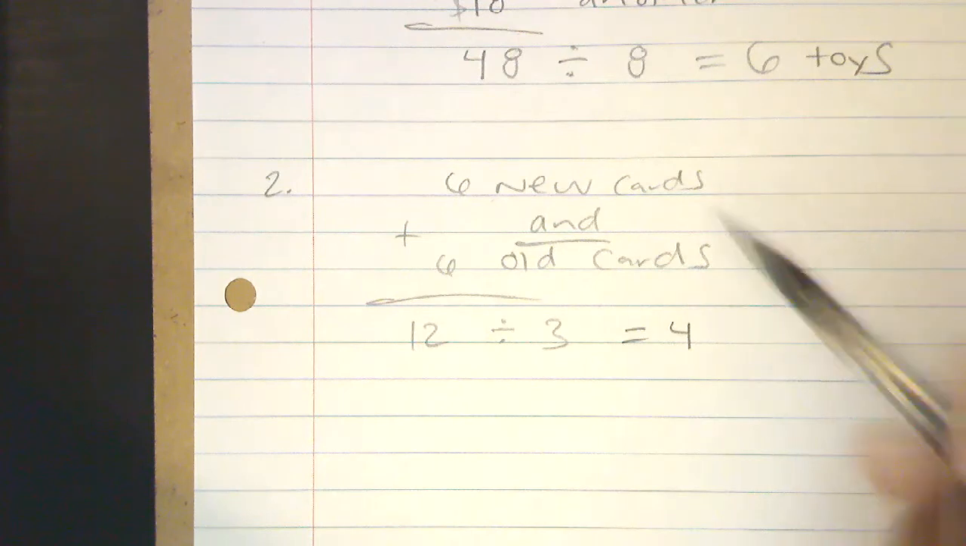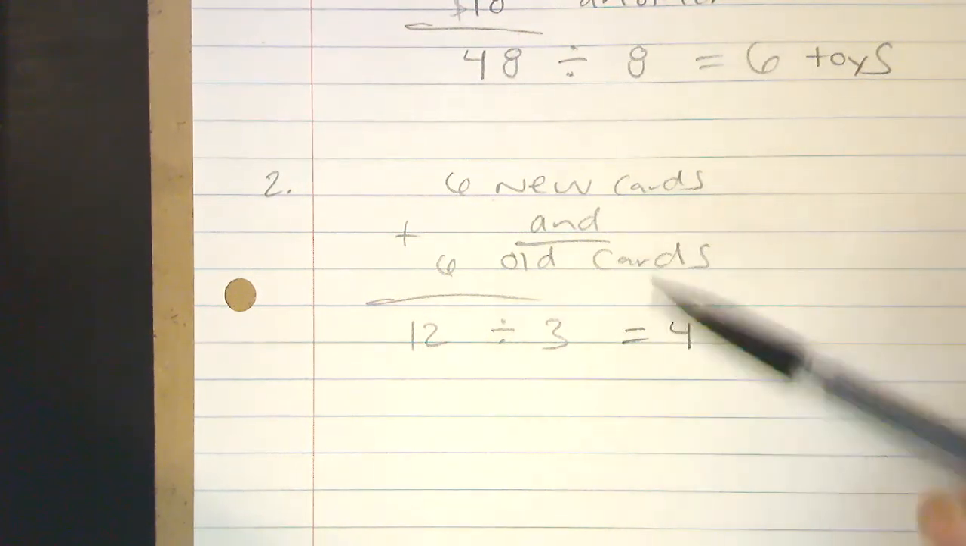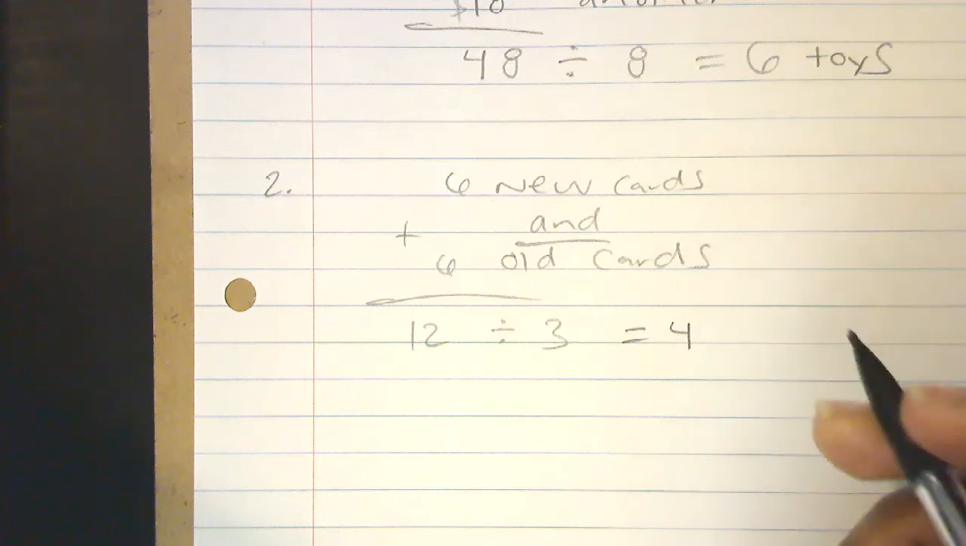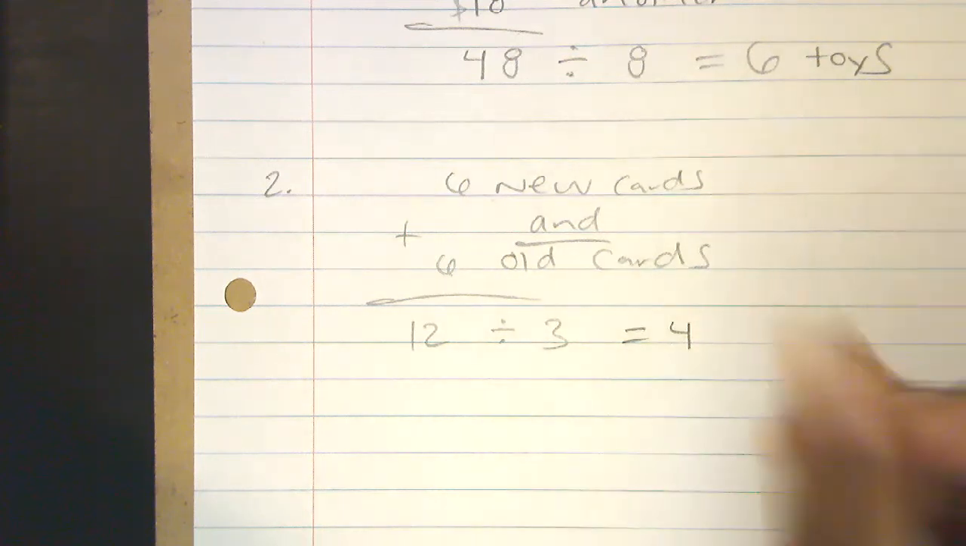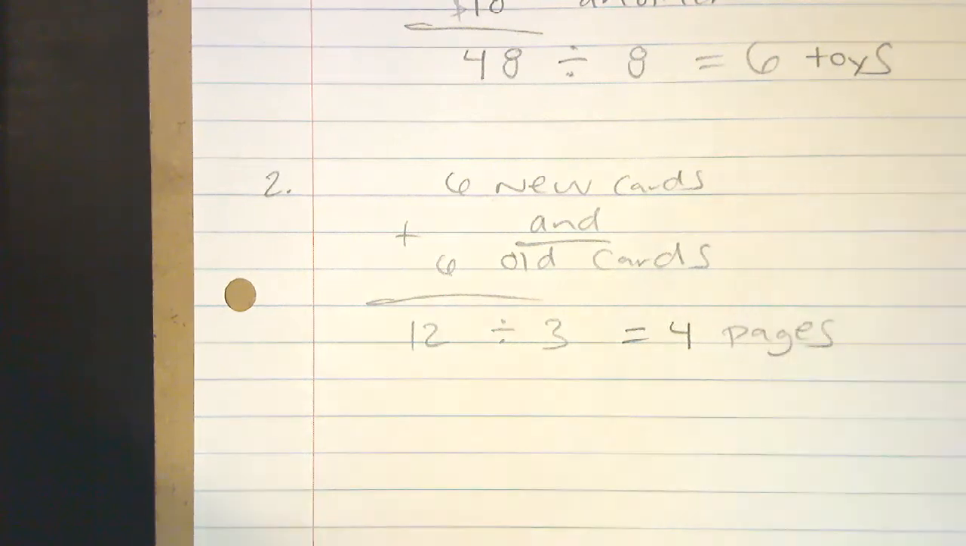So as you can pick up, we are doing that pattern here with these word problems of adding, then dividing. So 12 divided by 3 equals 4, but not just 4. It says how many pages would he use? So it would be 4 pages is our answer.